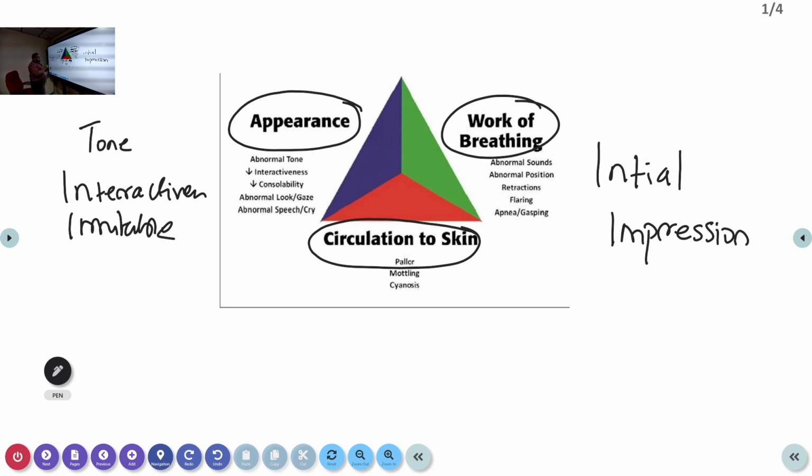So tone, irritability, and C is consolability. Whether the child is continuously crying, or the mother is able to console the child.